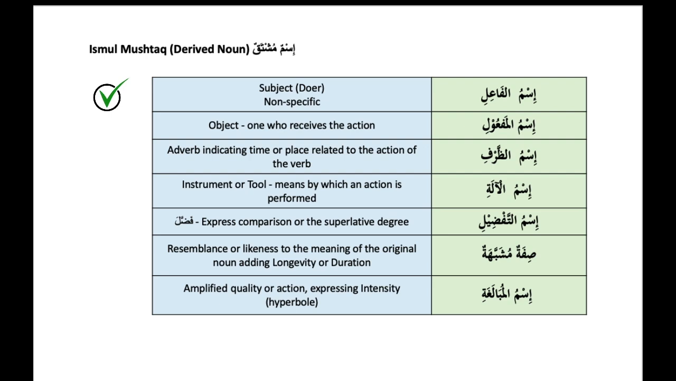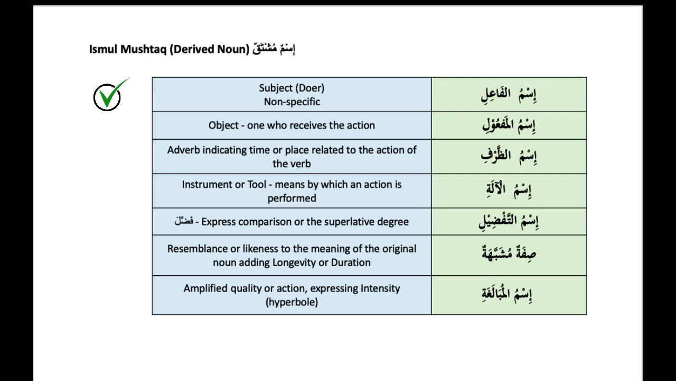Ismul Fa'il. The ism derives from a verb. For example, Fa'ala, its Ismul Fa'il is Fa'ilun. Fa'ilun has become Al-Fa'il with the addition of Al. Ismul Fa'il means it's the subject, it's the doer. For clarification, we need to know a little bit more about Ismul Fa'il. Ismul Fa'il is the doer.